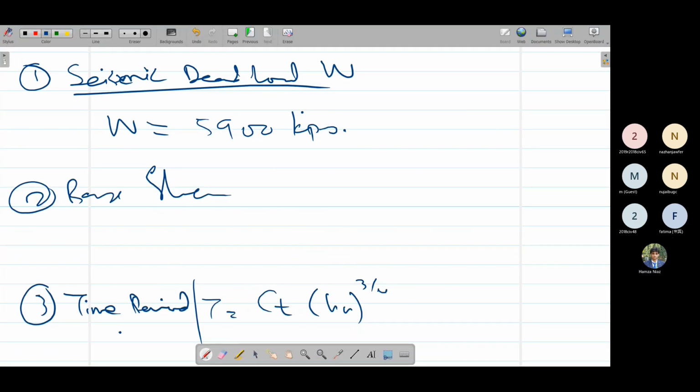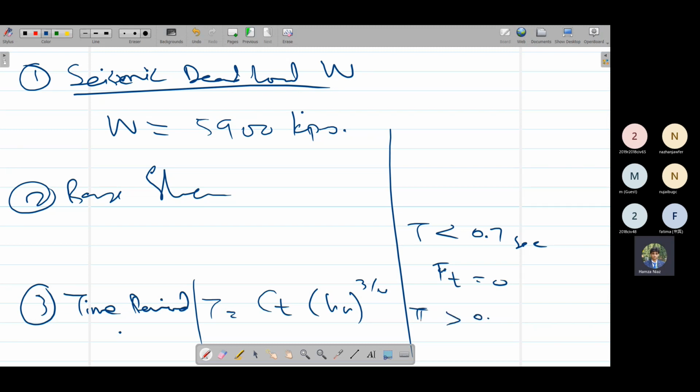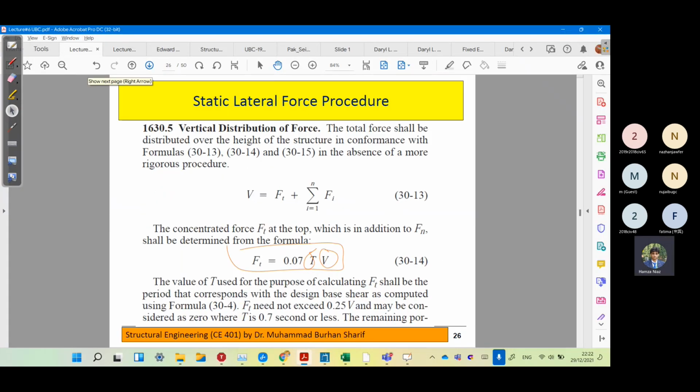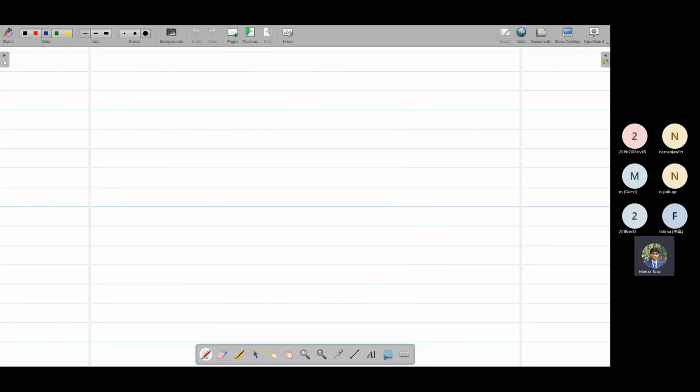And if our time period is less than 0.7 second, our FT would be 0. If the time period is greater than 0.7 second, we have to calculate FT by 0.07 TV. This formula. Calculate FT as 0.07 TV. So what is FT? FT is concentrated force at top.